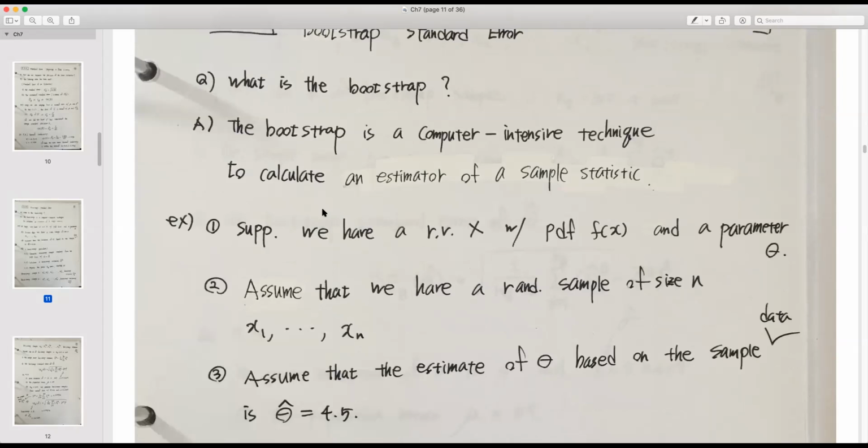In general, the bootstrap is a numerical method, or computer-intensive technique, to calculate the estimator of a sample statistic. But here I'm going to cover the estimator of the standard error. So suppose that we have a random variable x with PDF f of x and the parameter theta.